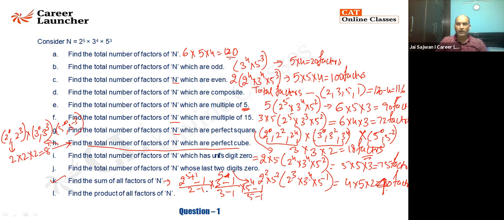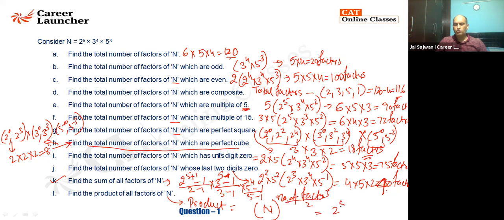Find the product of all factors of n. I know the formula for that: the product of factors is the number n to the power of the number of factors divided by 2. You remember in the last class we discussed it.